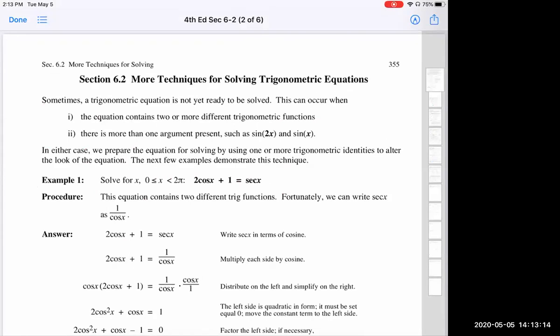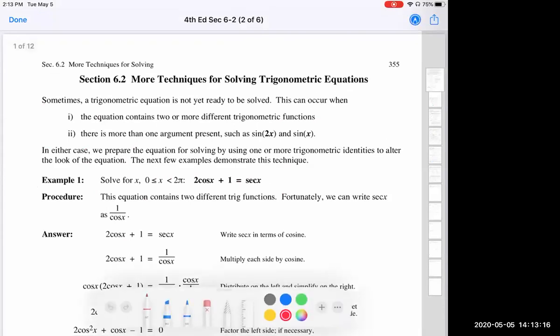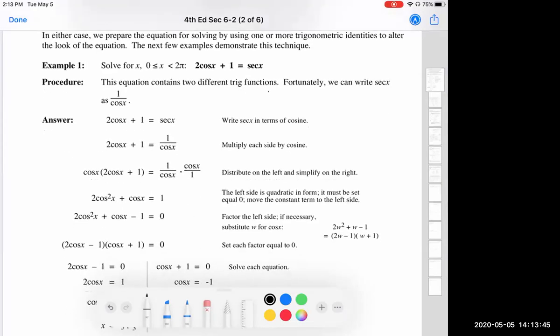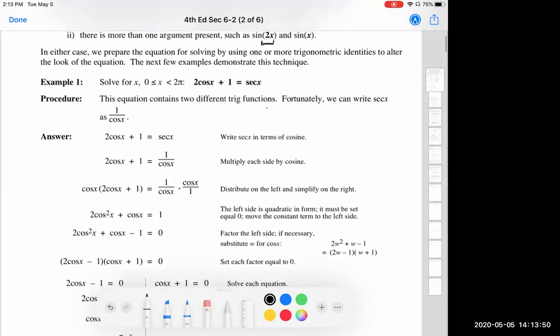Okay, 6.2, more techniques for solving trig equations. Sometimes the trig equation is not yet ready to be solved. This can occur when one, the equation contains two or more different trig functions, or two, there is more than one argument present, such as not an x, but like a 2x. In either case, we prepare the equation by using one or more trig identities to alter the look of the equation. And the next few examples demonstrate this technique.